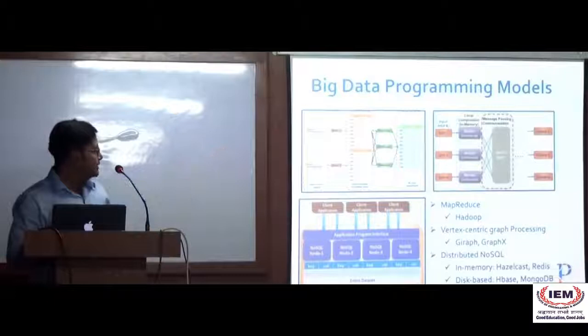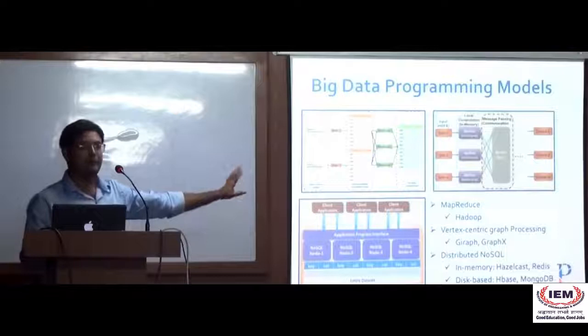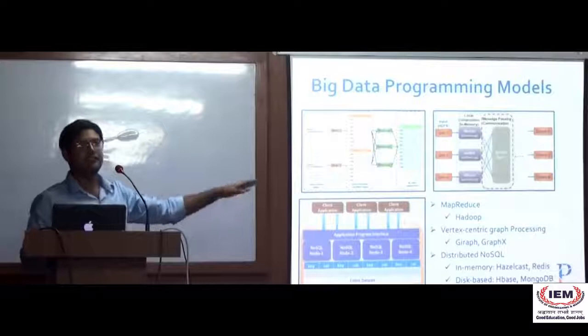There are a few examples. For MapReduce, Hadoop is the de facto standard, possibly all of you have heard of it. And for graph processing frameworks, there are Giraph, there is GraphX, there is Pegasus, and lots of other different graph processing frameworks.